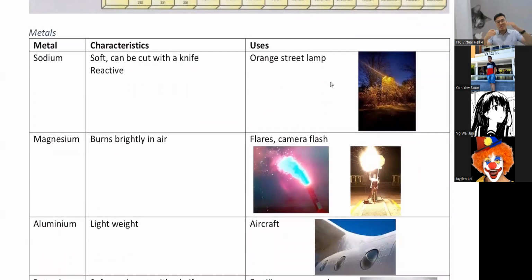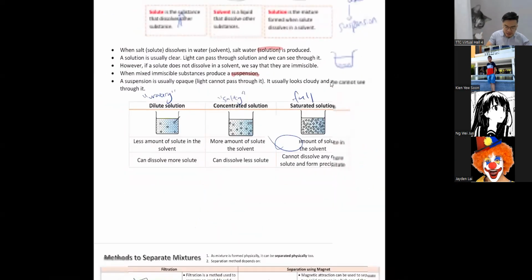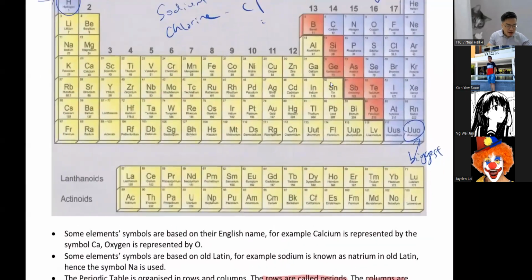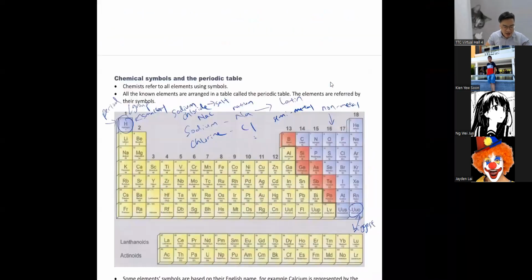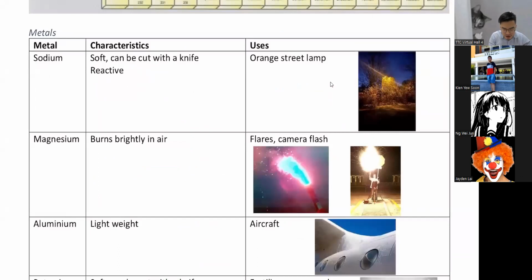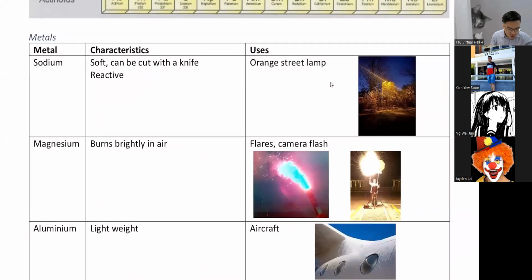And of course, let's look at some of the common metals and non-metals. I think we have mentioned this in chapter 8 already. Chapter 8 is quite a long chapter. I don't know whether you noticed this, in your textbook, element, compound, mixture, they made it into 3 chapters, which I find really weird. Element is 1 chapter, compound another chapter, mixture another chapter. I don't get why they want to separate into 3 chapters. But anyway, your metal and your non-metal, I will finish this real quick.